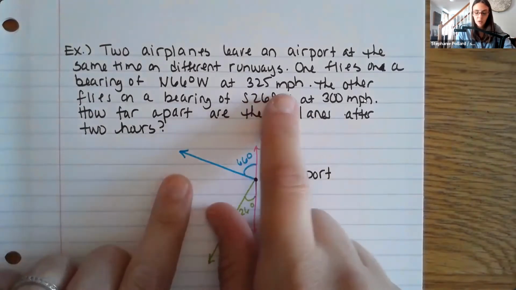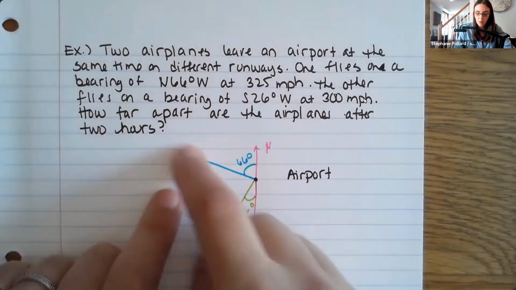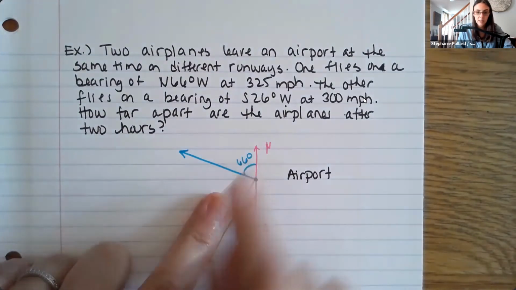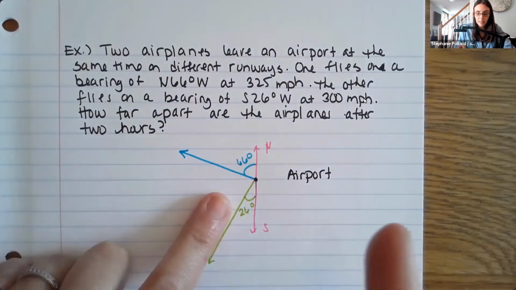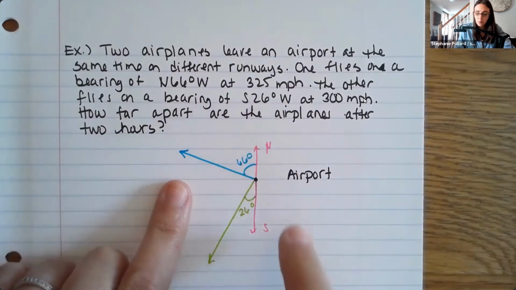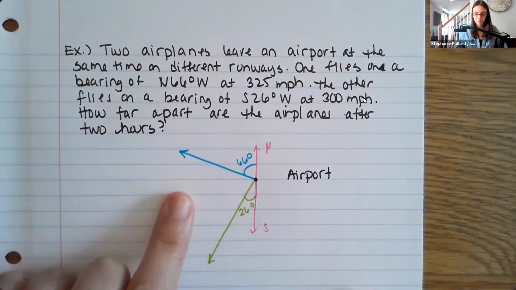Now, the first one is going northwest. So we're going towards the north direction, west. So we're off the north side of that north-south line at 66 degrees. And then the other airplane is going south. So again, off the south side of that line, also going west, so going towards the left there at 26 degrees.